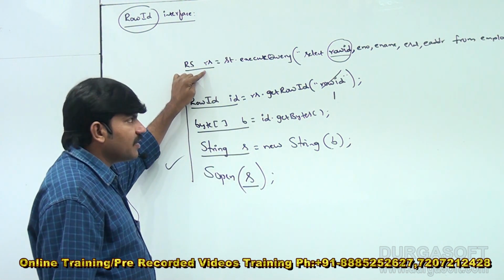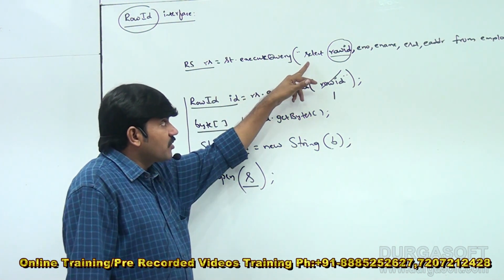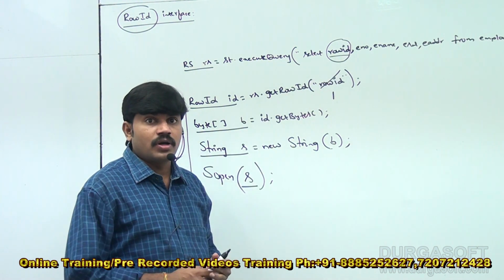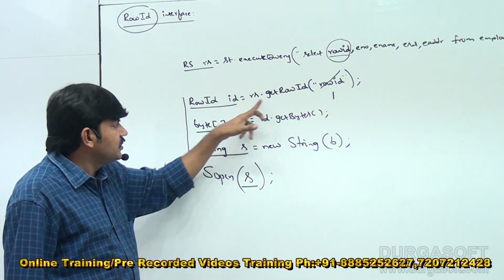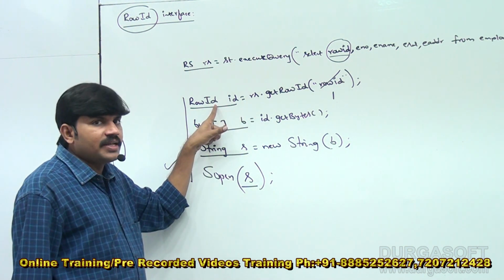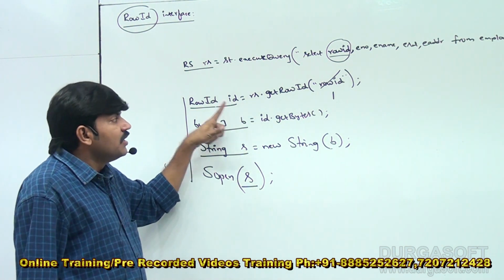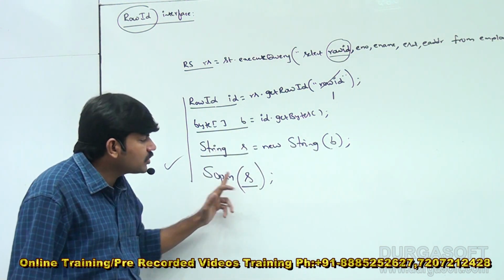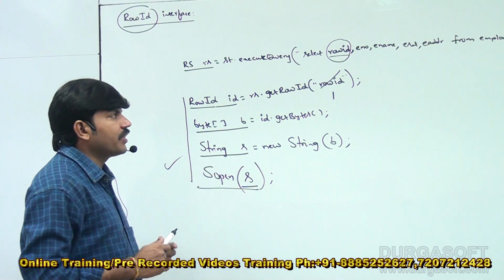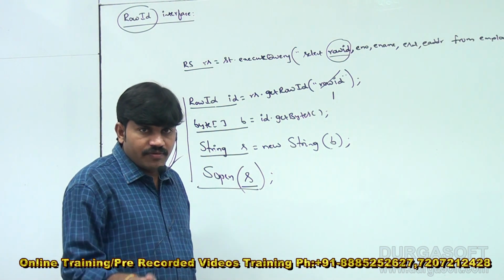Clear? In the result set, in our SQL query, explicitly you have to ask for the row ID. After that, get the RowId. Row ID is an object. Convert it into a byte array. Convert that byte array into a string. Print the string, and by default you are going to get the required data. Everyone aware, sir?